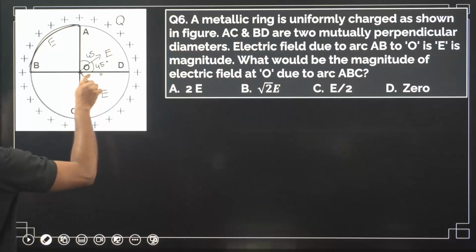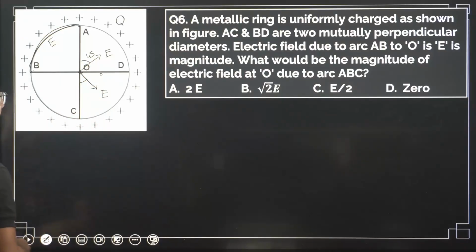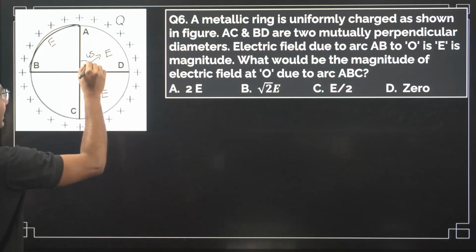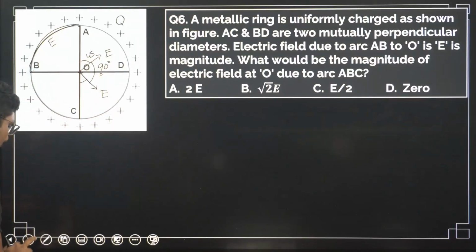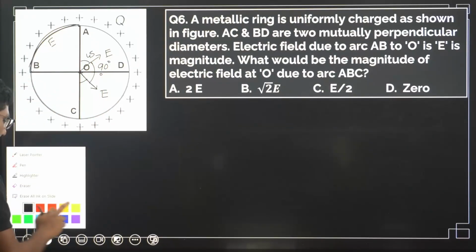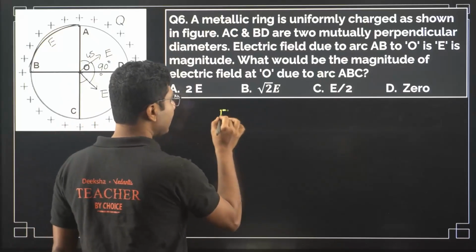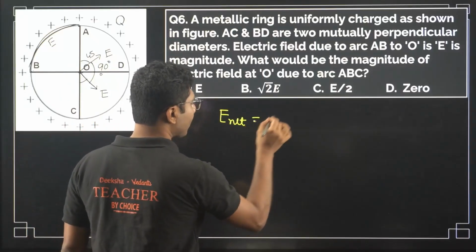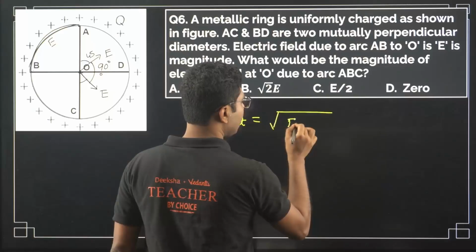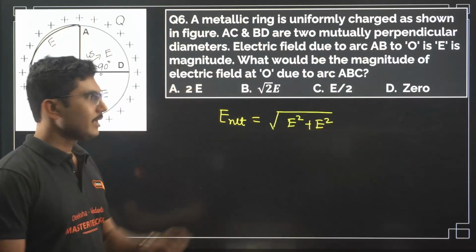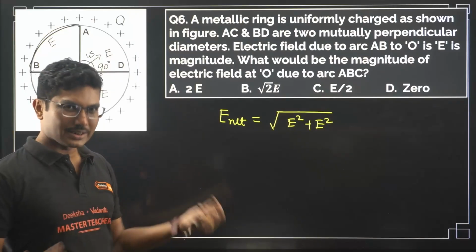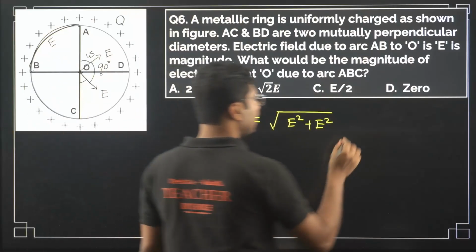So what is the angle between these two electric fields? 45 plus 45. That means that angle is nothing but 90 degrees. So the angle between them is 90 degrees, and two vectors. So what is the resultant vector? The resultant vector or net electric field is given by square root of E square plus E square, right? Plus cos theta, cos 90 is 0. So that's why it is E square plus E square.